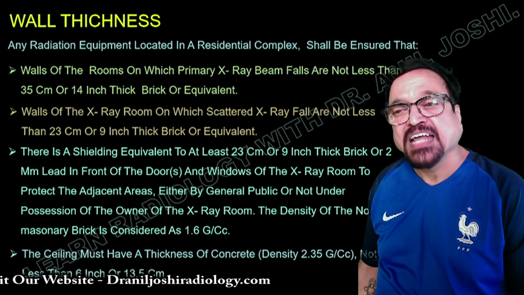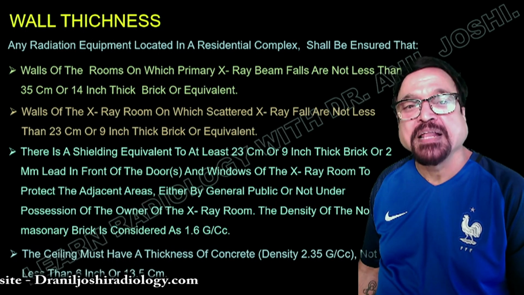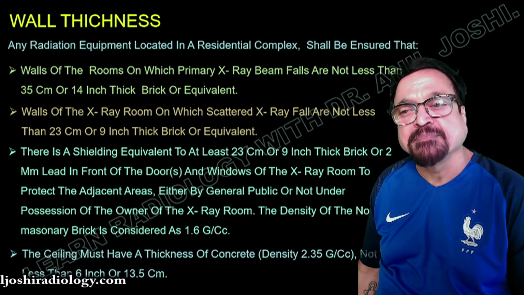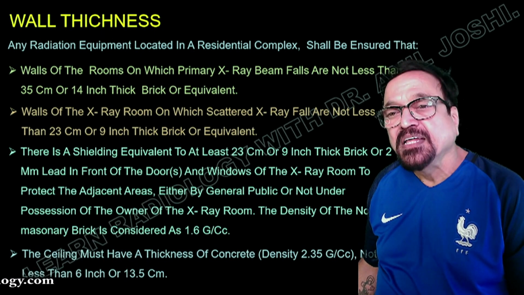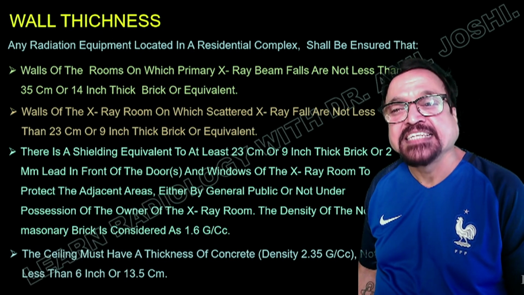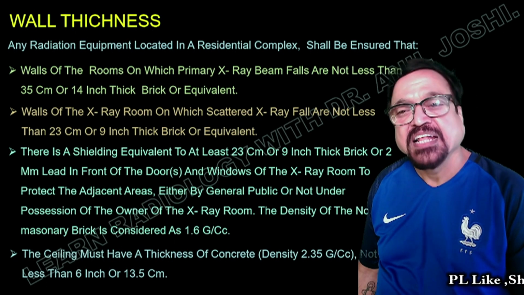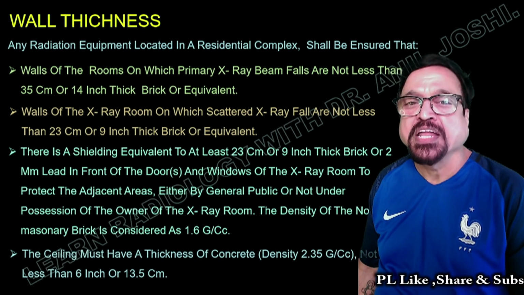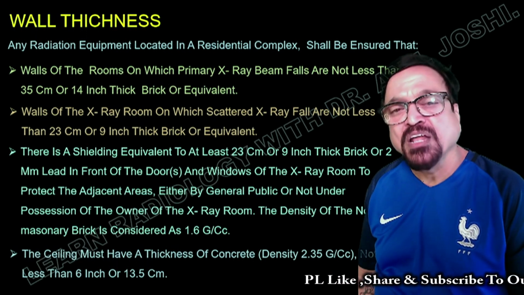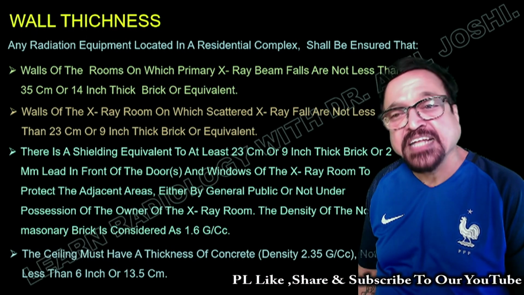The ceiling must have a thickness of concrete because people may be staying above, or below there may be a basement. The thickness of concrete must not be less than 6 inches, and usually it is more than 6 inches thick. So we do not have to worry about the ceiling and the floor, because the concrete thickness usually is 6 inches or more.